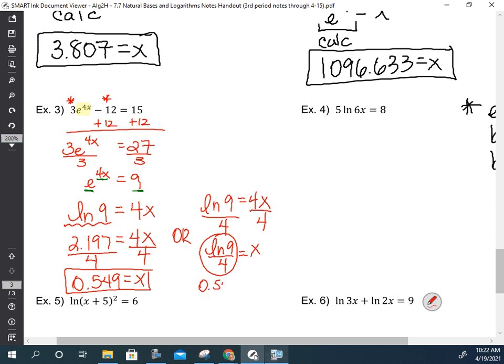So does it matter which way you choose to do it? No. Whichever way works better for you, it's fine with me. Question example 3.